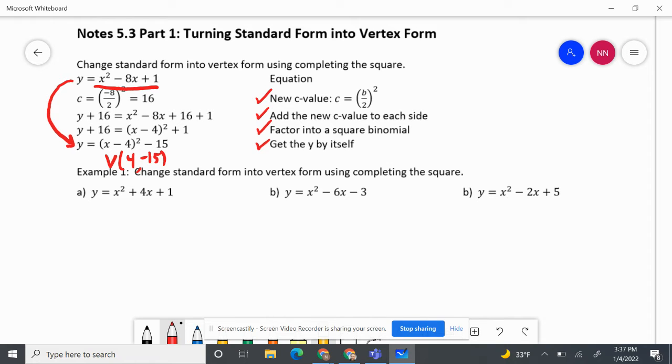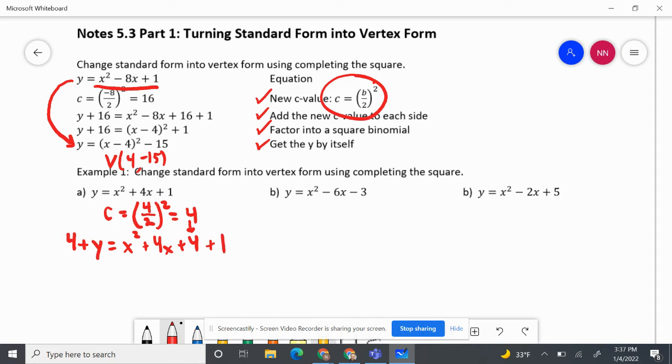So if we look at our first example, the first thing that we're going to do is find our new c value. So we take our b value, divide it by 2, and square it. We're just using the formula right up here. 4 divided by 2 is 2. 2 squared is 4. So we're going to add that to both sides of the equation. So we have 4 plus y equals x squared plus 4x plus 4. We're putting the 4 there.